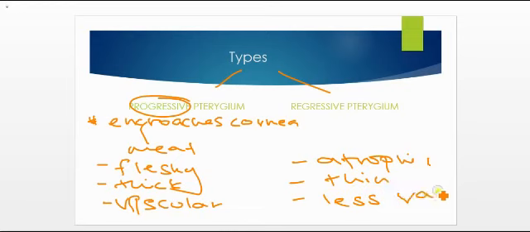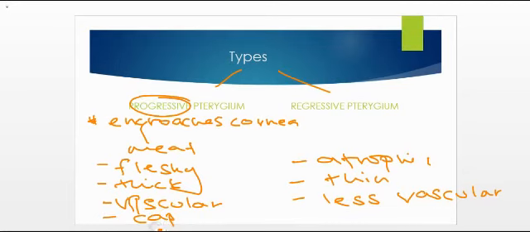Now at times, in progressive pterygium, there is a cap. This cap is present anterior to the head, that means in front of the head.